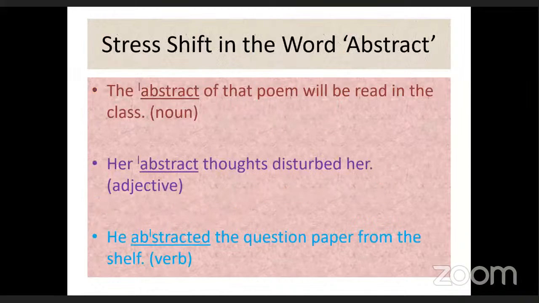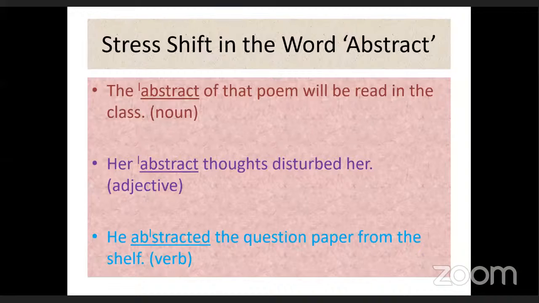Now, the next word is abstract. When the word is used as a noun, look at the sentence. The abstract of that poem will be read in the class. There, the word is a noun, and so the first syllable should be stressed. Similarly, when the word is used as an adjective, the first syllable should also be stressed. Look at the sentence I have given over here. Her abstract thoughts disturbed her.